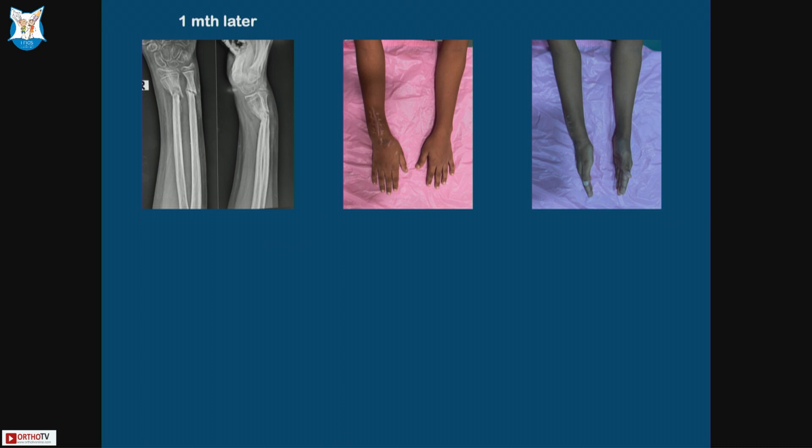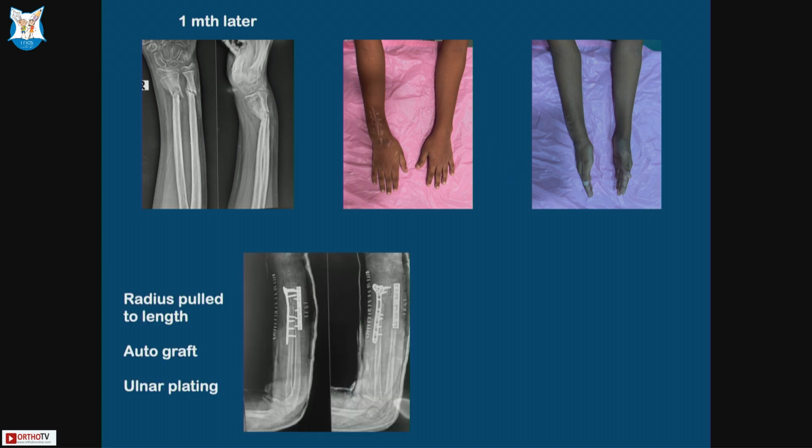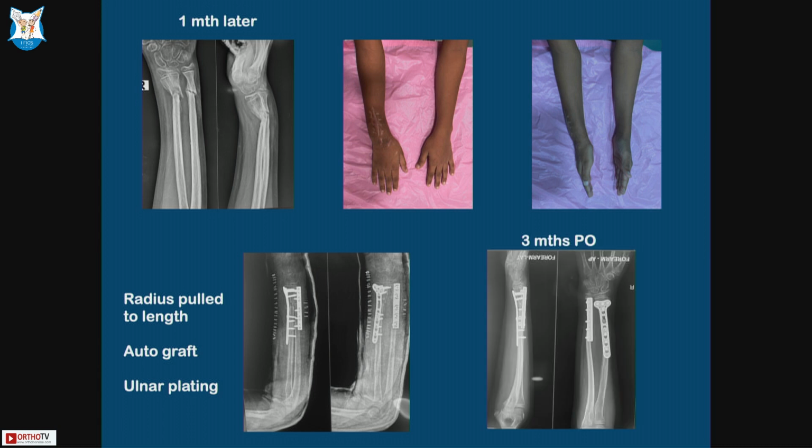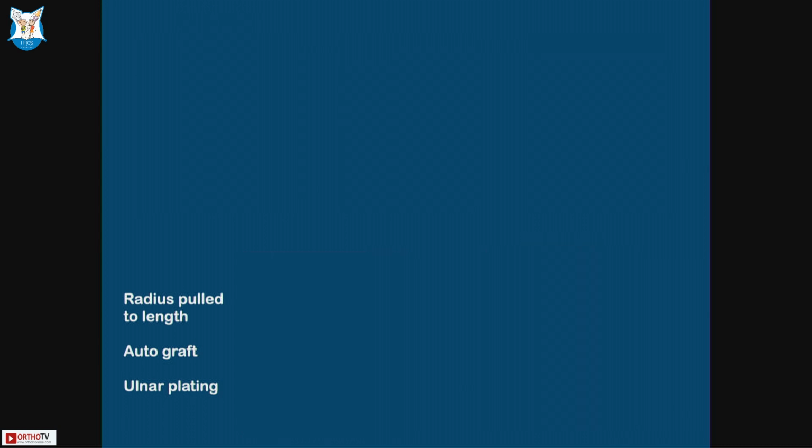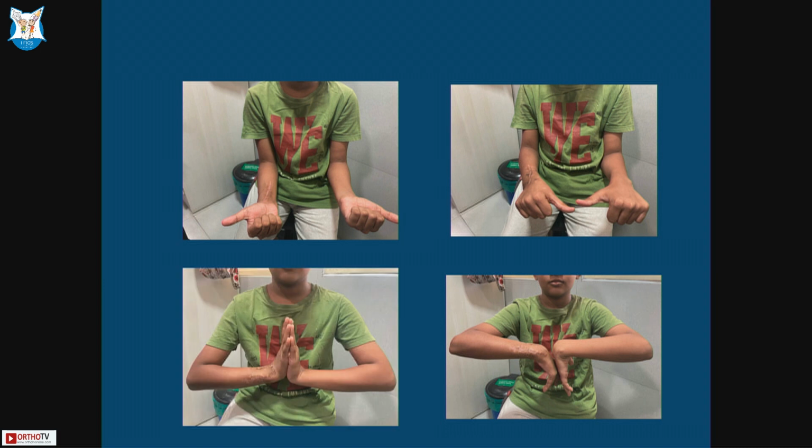1 month later, the child came back like this, and you can see this dorsal incision that they had made to do an open reduction. The radius was pulled to length, I did an autograft and ulnar plating. 3 months post-op, the child is healed and has done well. And that's the clinical picture now.